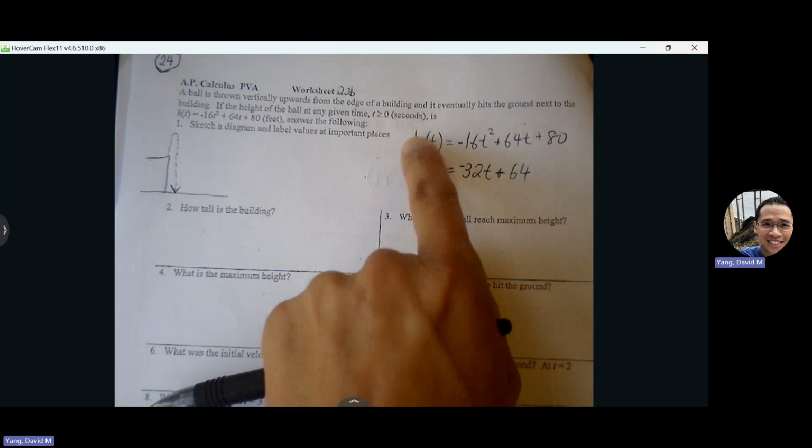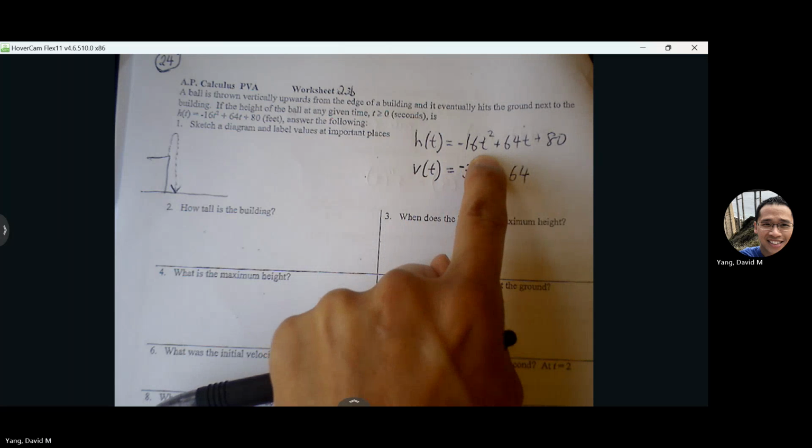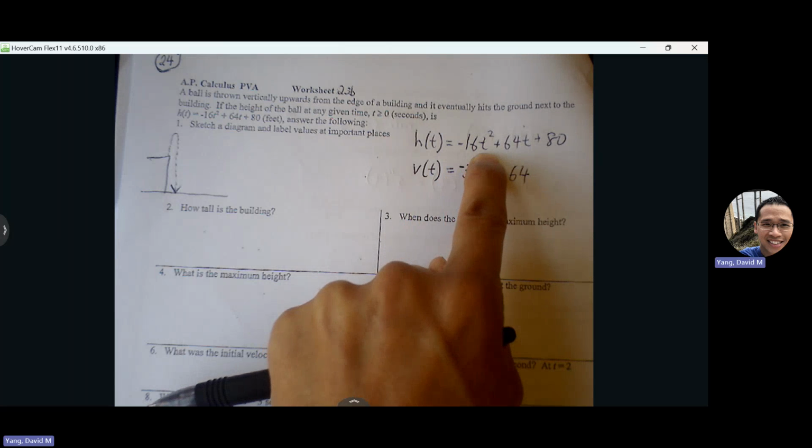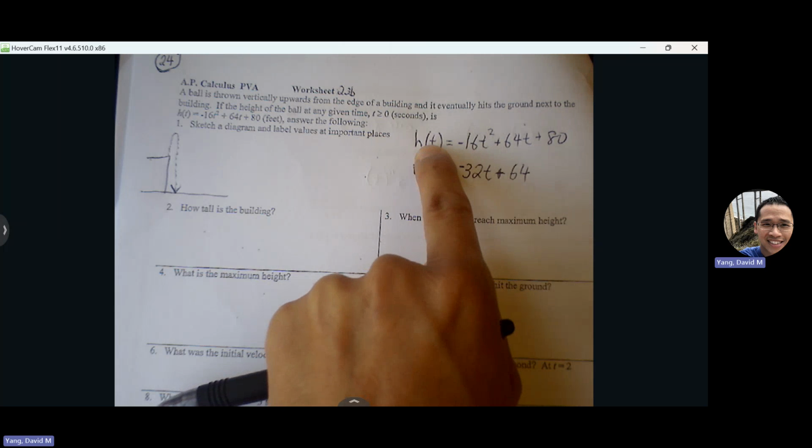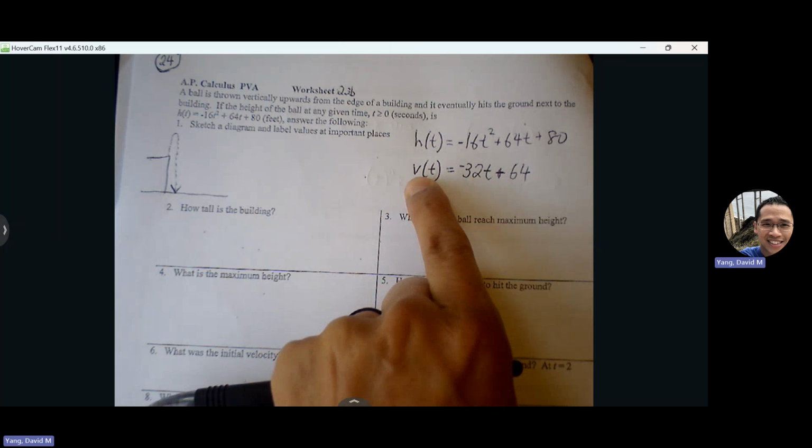Now, I also want to talk about the fact that I think it makes more sense for us when we think, oh, I plug in the t value and I get a height, or I plug in the t value and I get a velocity.